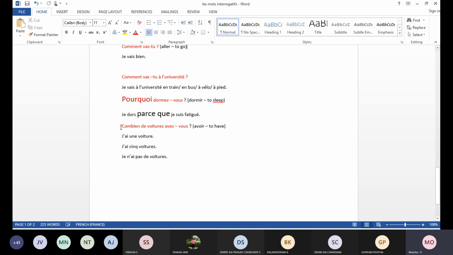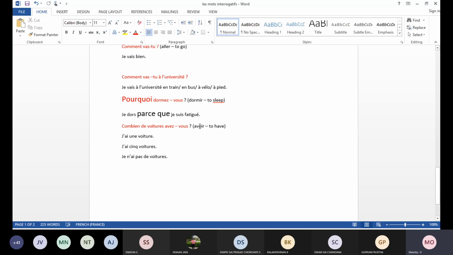And then comes the word combien de, which is how many. Combien de means how many. So how many cars do you have? How many books do you read? Yes, like that. So combien de.